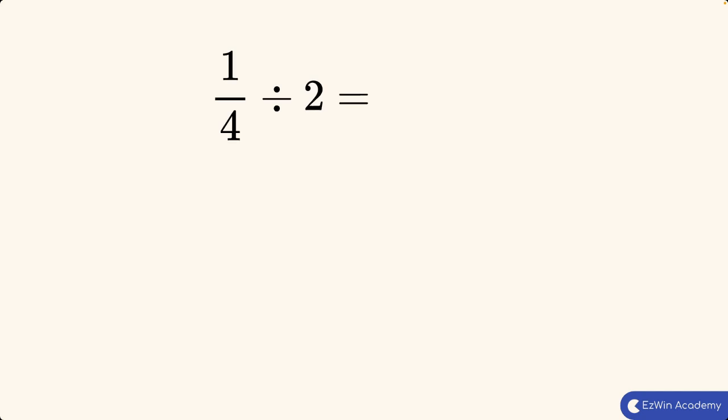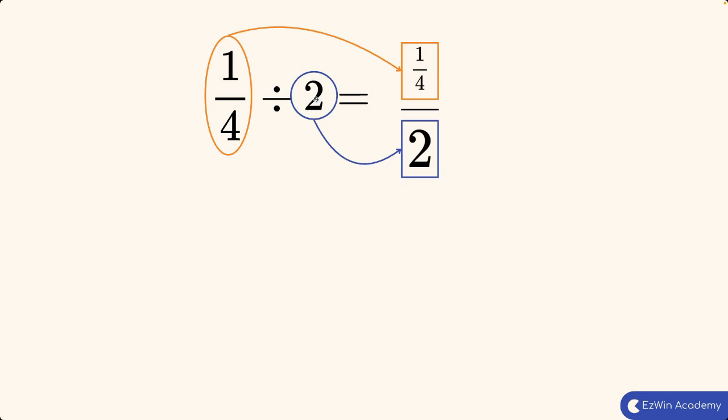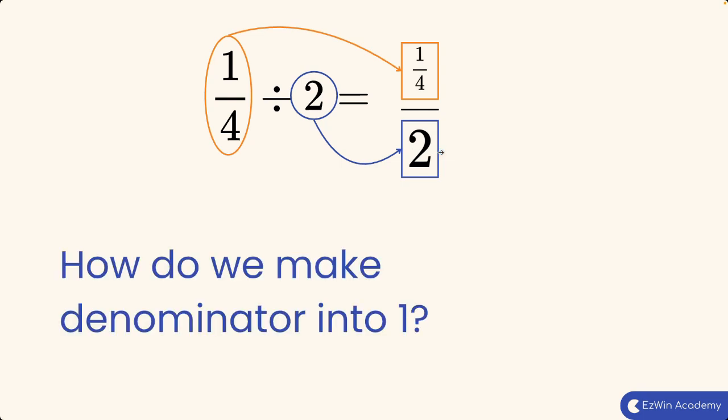Now, what if we were to have a fraction divided by a whole number? If we do the same thing as in the previous example, where we have our numerator at the top, now it is 1 over 4 as our numerator, and then our denominator is 2, and we place the 2 at the denominator. So the question is, how do we make the denominator into 1? Why do we do this?